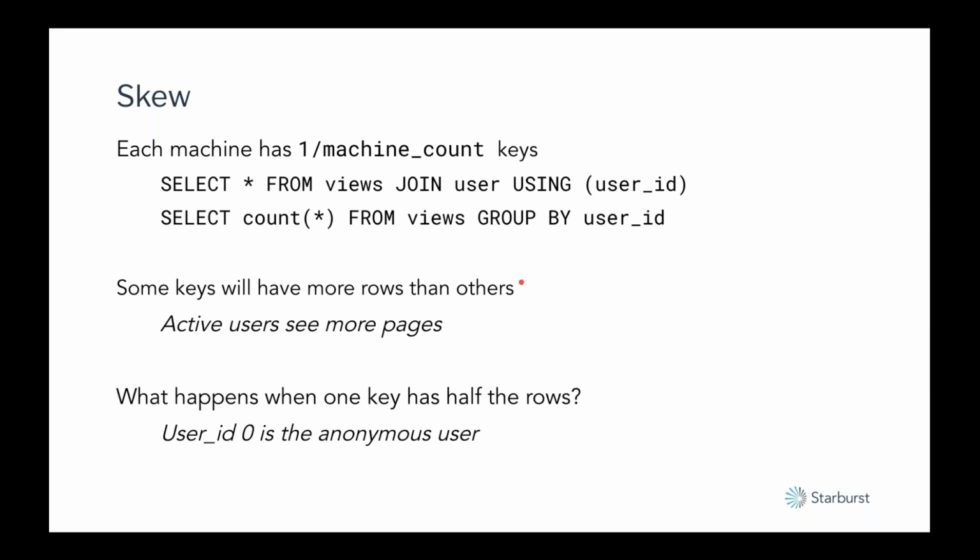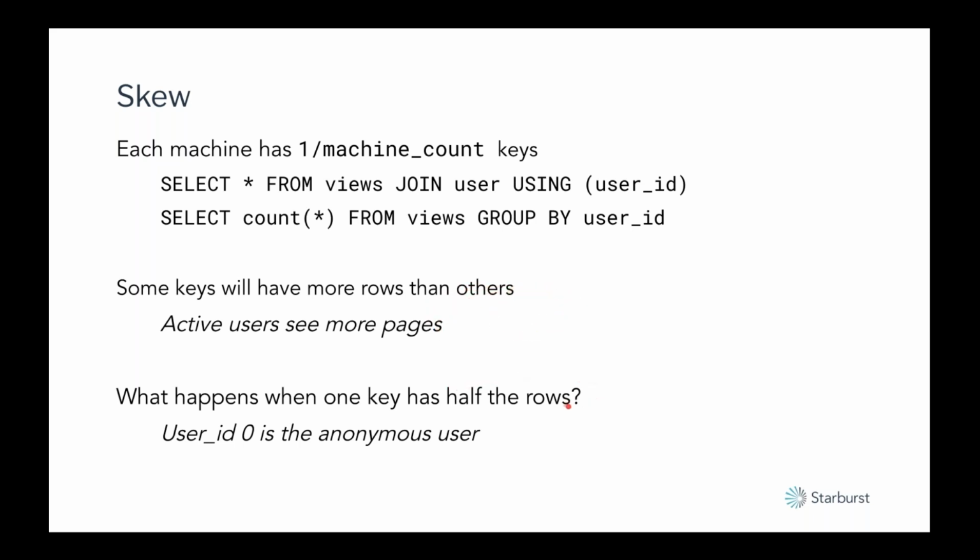Now, if you have a really big website like Facebook, you have so many users that every machine is going to end up with, on average, let's say 100,000 users or something like that. If you pick a random 100,000 users, they're going to end up with basically the same amount of rows. Okay, so that's normally okay.